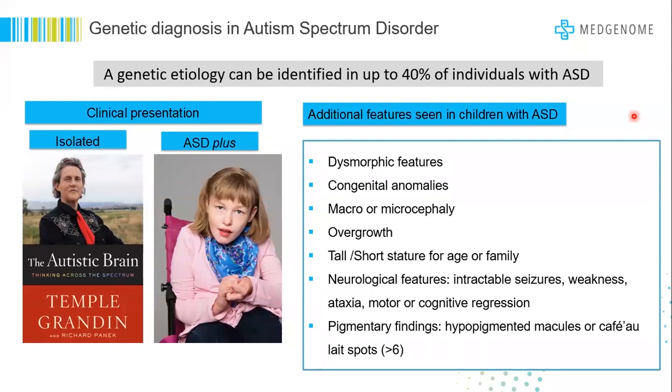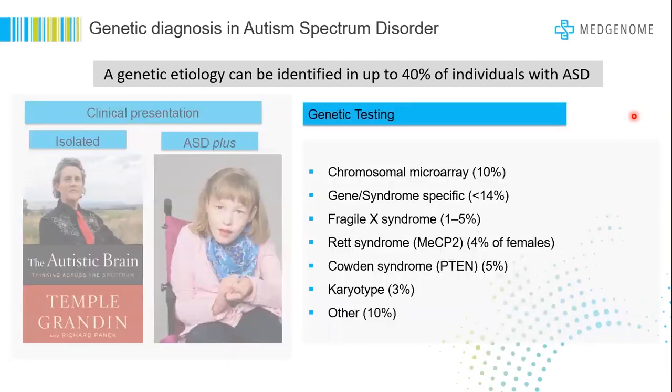So once you differentiate whether the child has isolated autism or syndromic autism spectrum disorder, the test would differ. The basic genetic tests which we can suggest for children with autism, according to the recommendation, the first line is chromosomal microarray, and the pickup rate for that would be as high as 10%. For syndrome-specific testing, after the general examination, systemic workup, and family history, if you can put the child under some syndrome diagnosis, then the pickup would be much better.